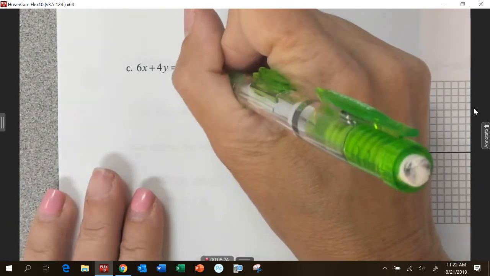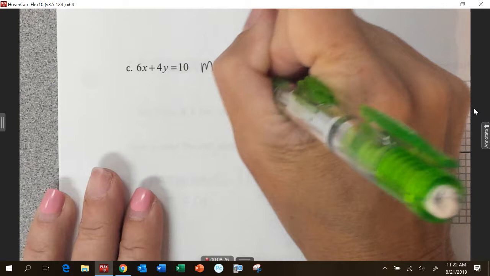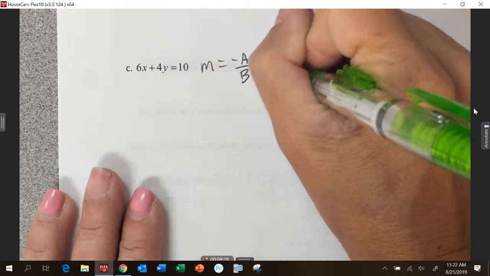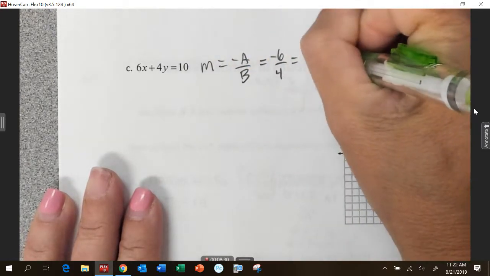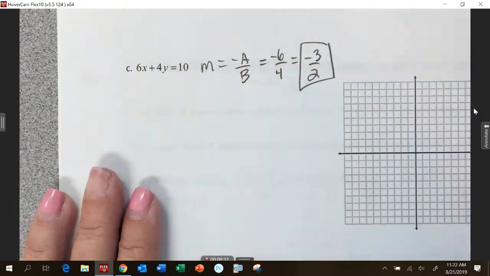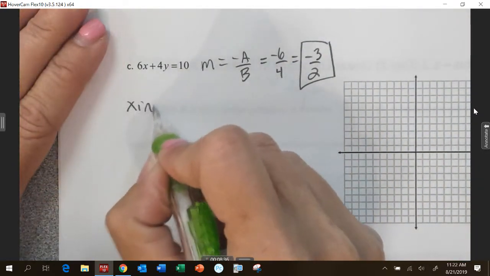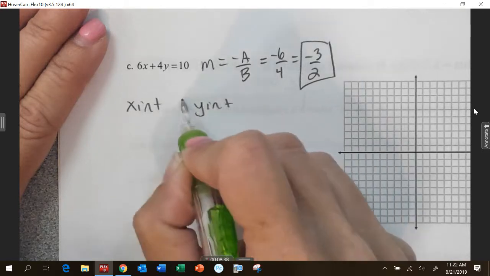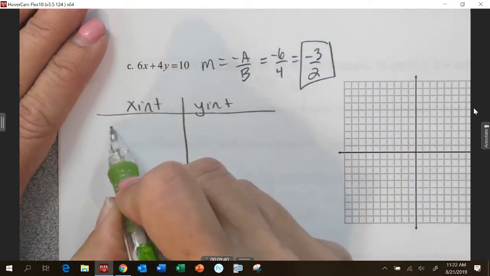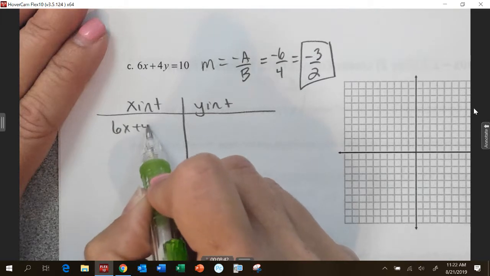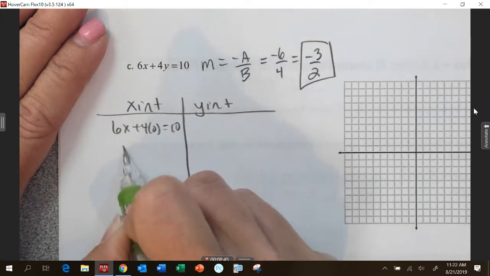Okay, for C, the slope, negative a over b, is negative 6 over 4, which reduces to negative 3 over 2, and yes, you should reduce. And we're going to do our x and y intercepts. X plus 4 times 0 equals 10.